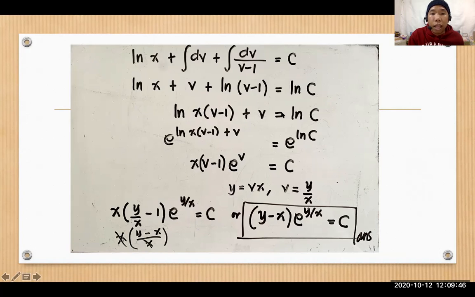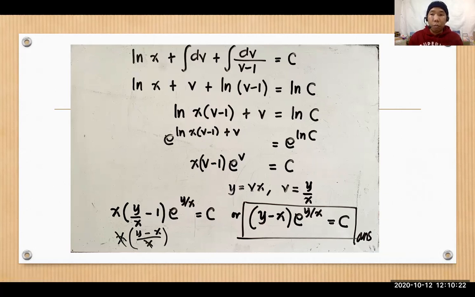Now, to eliminate the ln, you can do the anti-ln, or the base here is e. So e raised to ln of x times v minus 1 plus v equals e raised to ln of c. We will be able to remove the logarithmic function on both sides of the equation. So we have the product x times v minus 1 times, of course, e raised to v here equals c. Now, this is not yet the final answer since v is not the original variable in your equation.